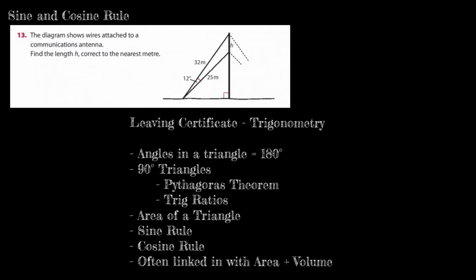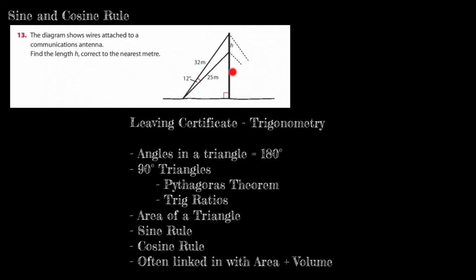Okay. So anytime we're dealing with trigonometry, we need to look at the framework that we use. We've got angles in a triangle adding up to 180 degrees. In this case, that doesn't help us because we don't have enough information to fill in those angles. So we can't choose that. The next thing is 90-degree triangles. So we have a 90-degree triangle. We can see that down here.